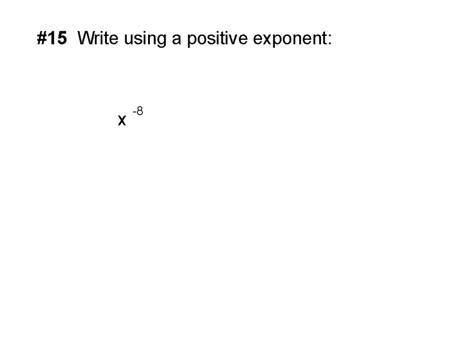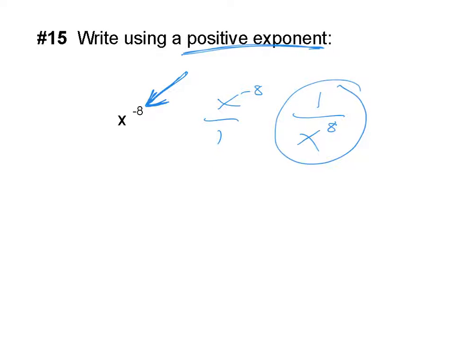Okay, number 15, they want you to write something using a positive exponent. Do you remember how to make it positive? You're never allowed to leave an exponent negative unless they ask you to, right? You put it over 1, and then you flip it. And when you flip an exponent, it always becomes positive. So do number 15 while that's fresh in your mind.